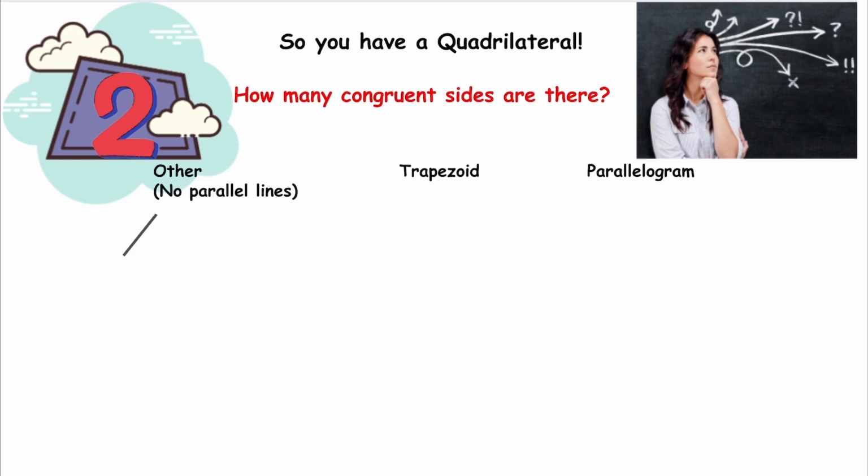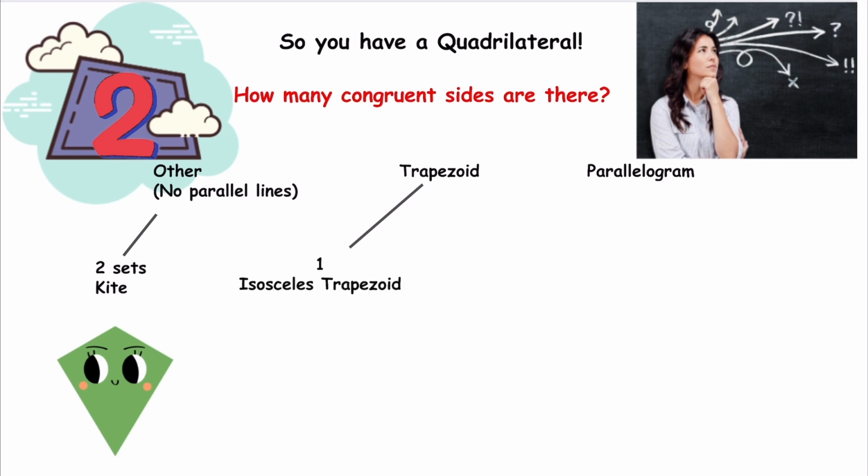In the first family with no parallel lines, if you have 2 sets of equal sides, then you might have a kite. And notice with the kite, the 2 lines on the top above the eyes are equal, and the 2 lines on the bottom next to the rosy little cheeks are also equal. Let's look at the trapezoid. And there are 2 answers. You can have 1 set of equal sides, and we call this an isosceles trapezoid.